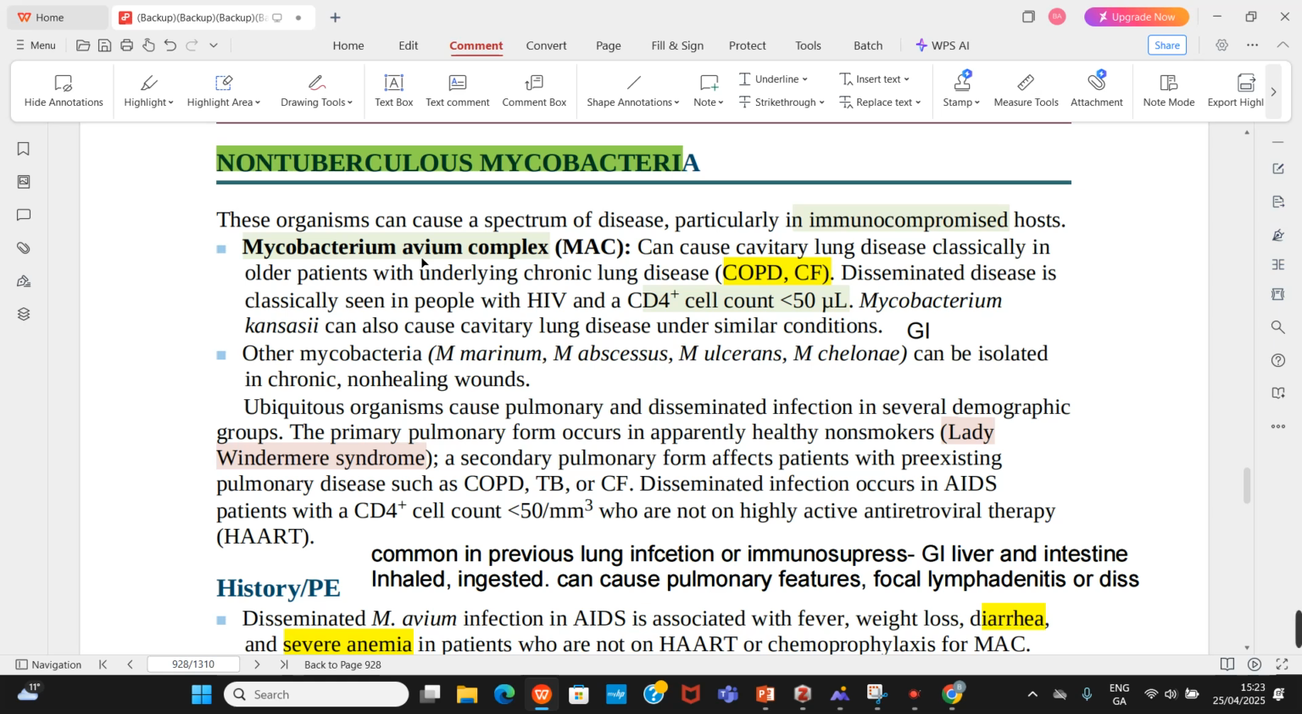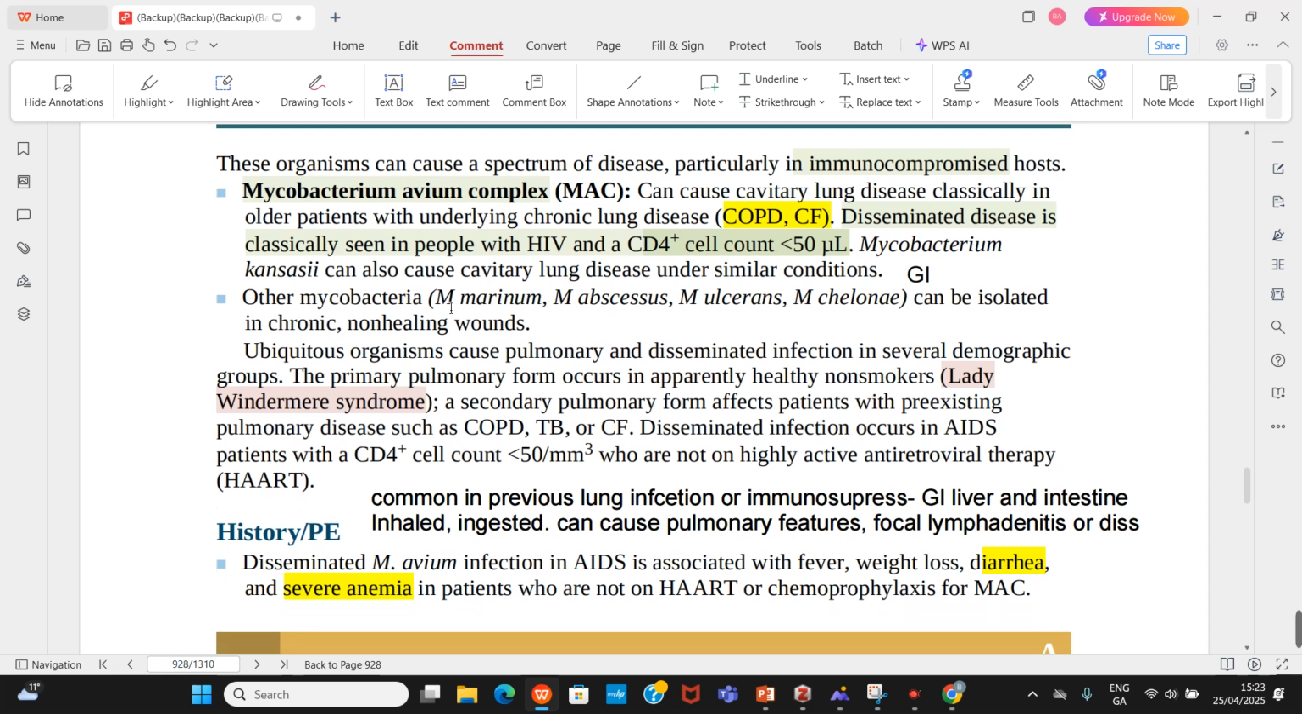And what are the other presentations I'm looking out for in the question? Is there anything that talks about disseminated involvement, particularly involvement of the GI? If somebody has features of tuberculosis and the person has nausea, vomiting, diarrhea, abdominal pain, I want to consider Mycobacterium avium, especially if the CD4 count is less than 50. Very, very important stuff.